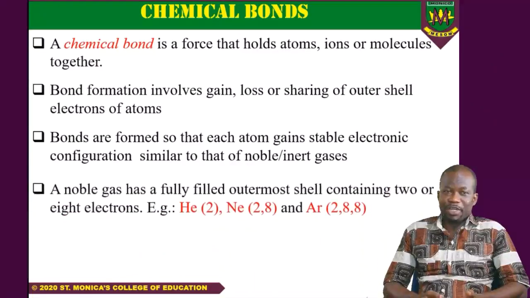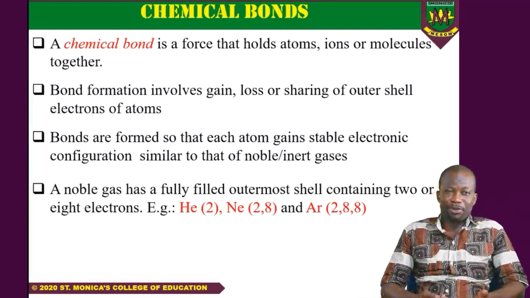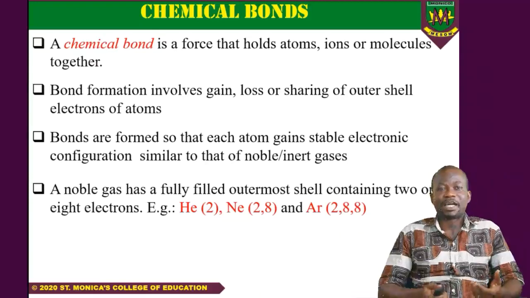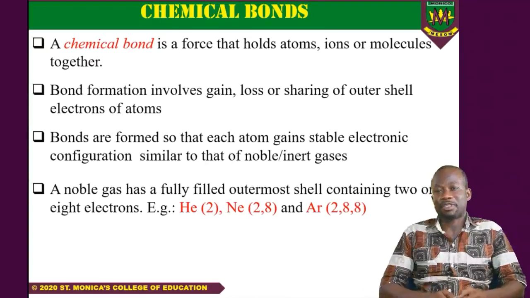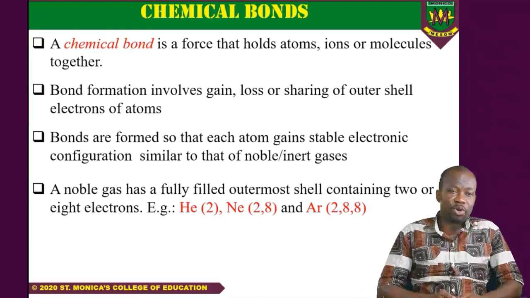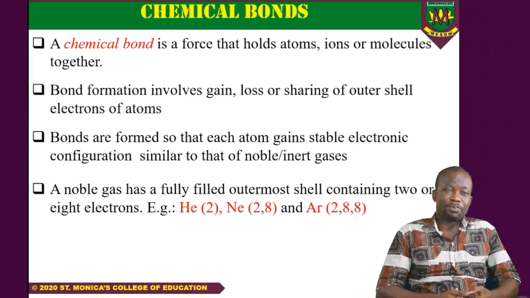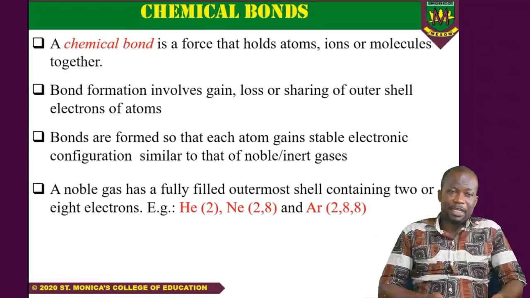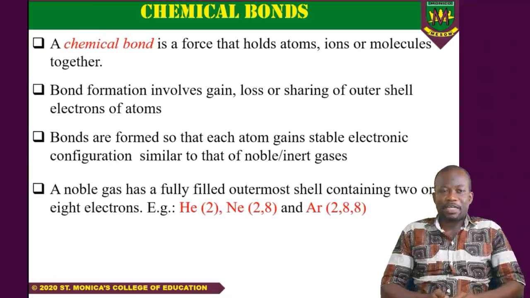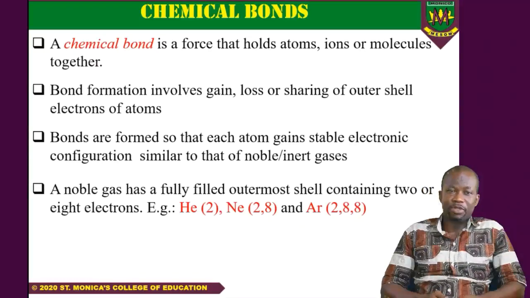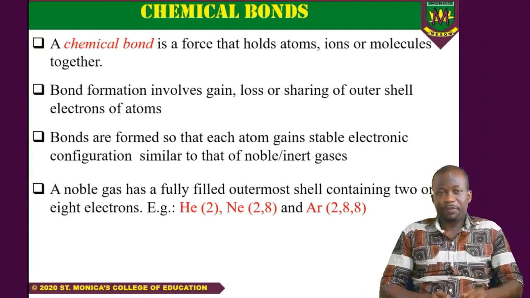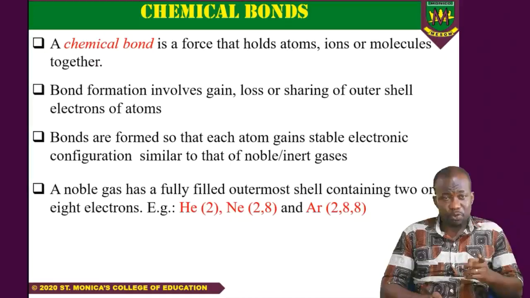What then is a noble gas? I have already echoed about it. A noble gas has a fully filled outermost shell containing 2 or 8 electrons. For example, when you pick helium, there are 2 electrons there. The atomic number is 2. And it has only the first shell, and the first shell takes a maximum of 2 electrons.